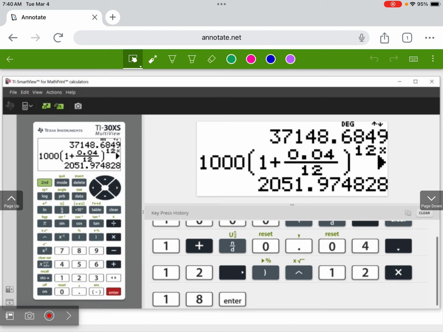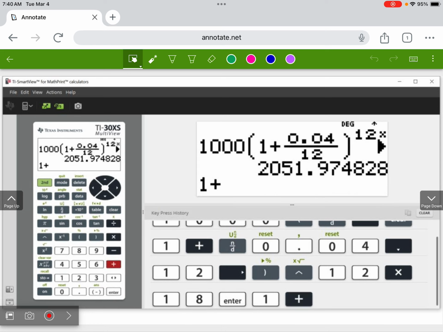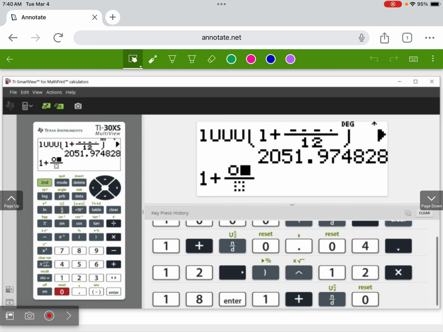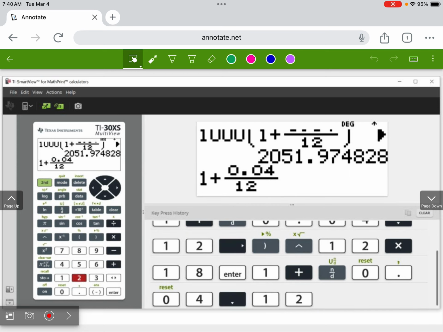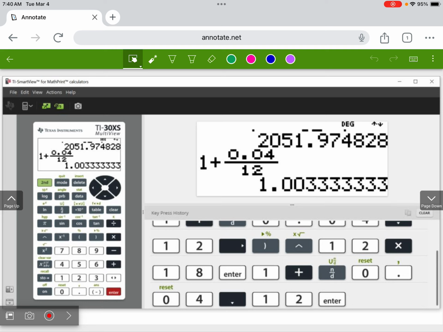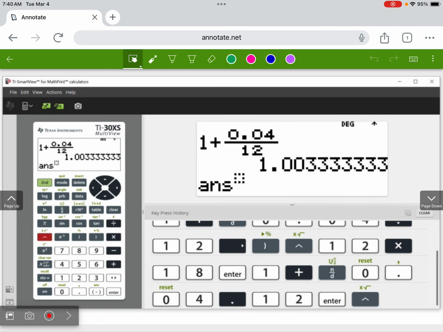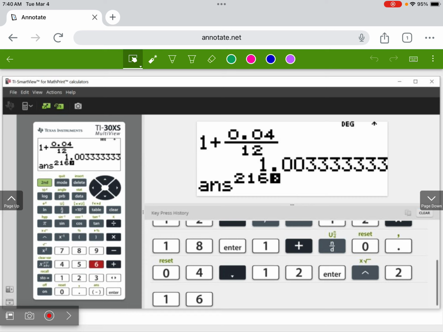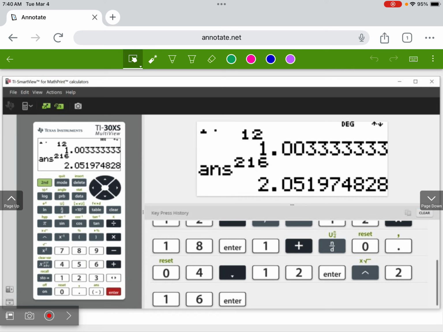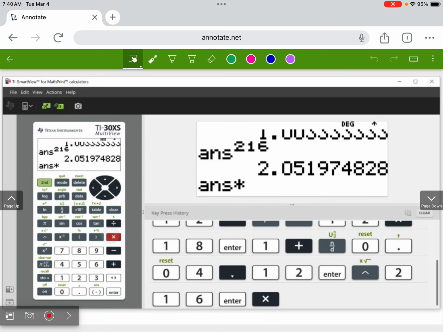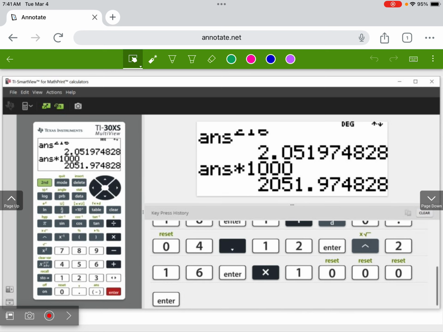Or we can do it in separate chunks, simplifying our parentheses and doing things that way. I take my 1 plus my fraction, 0.04 over 12, to get that 1.00333 repeating. And then I raise this piece to the power, because the next piece that comes is my exponent, to the power of, that was our 216, right? And then our last piece was to multiply it by our 1,000. And it should be pretty darn close to what we got by typing it in one go.